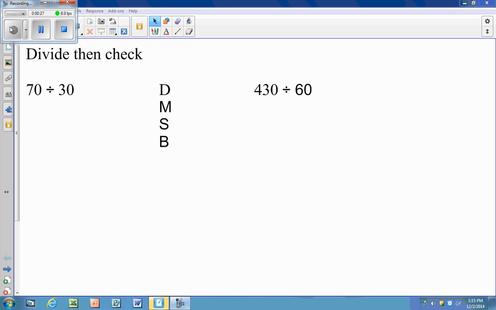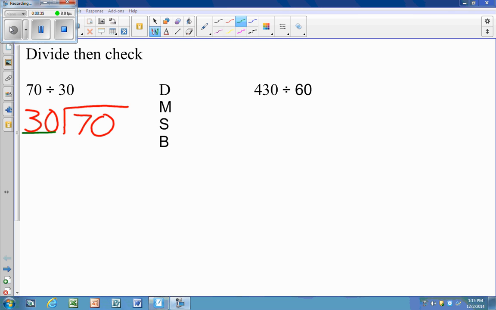So the first problem here, we're going to set it up so we can do it. So we have 70. The first number is the first to show up, so it gets to go in the house. 70 divided by 30. So the first thing I'm going to ask myself is, can 30 go into 7? And 30 goes into 7 0 times, so I have to put a 0 up there and get in the habit of putting that 0 up there. So I just divided. Now I'm going to go to the multiplication, which is 0 times 30, which is 0. And now I subtract, which is 7, and then I bring down. Since I brought a number down, I now have to go right back up to the beginning.